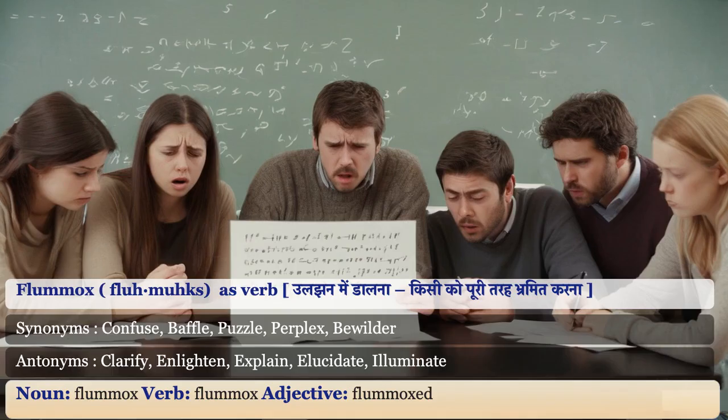Synonym of Flummox. Confuse, baffle, puzzle, perplex, bewilder. Antonym of Flummox. Clarify, enlighten, explain, elucidate, illuminate. Here is the word family of flummox. As a noun flummox, as a verb flummox, as an adjective flummoxed.